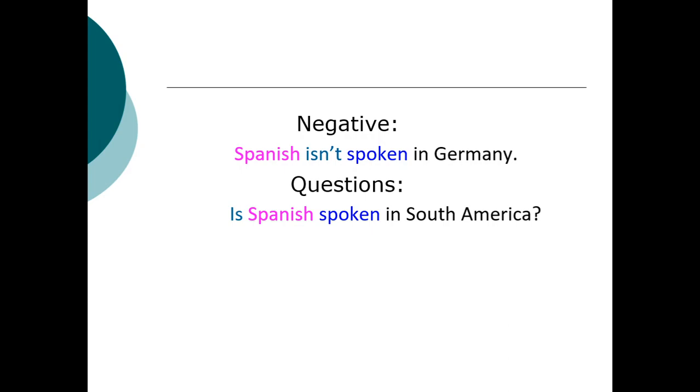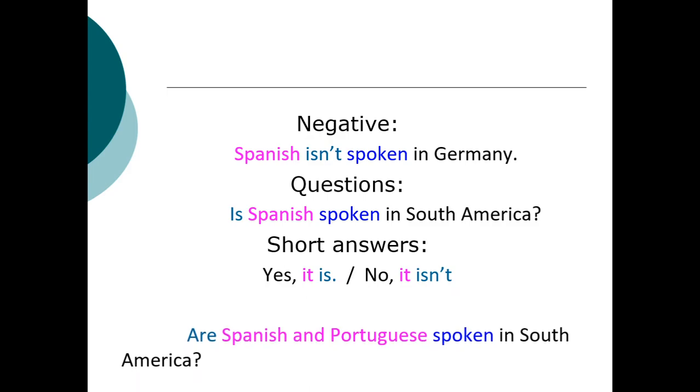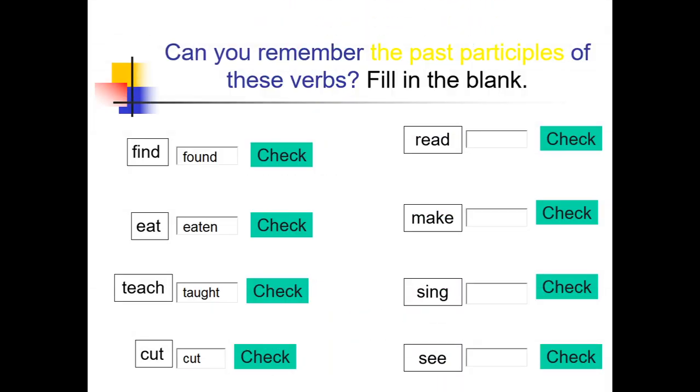It means that we put the auxiliary verb at the first position in a question. And we can as well use short answers. Yes, it is. No, it isn't. Now, are Spanish and Portuguese spoken in South America? Yes, they are, or no, they are not.